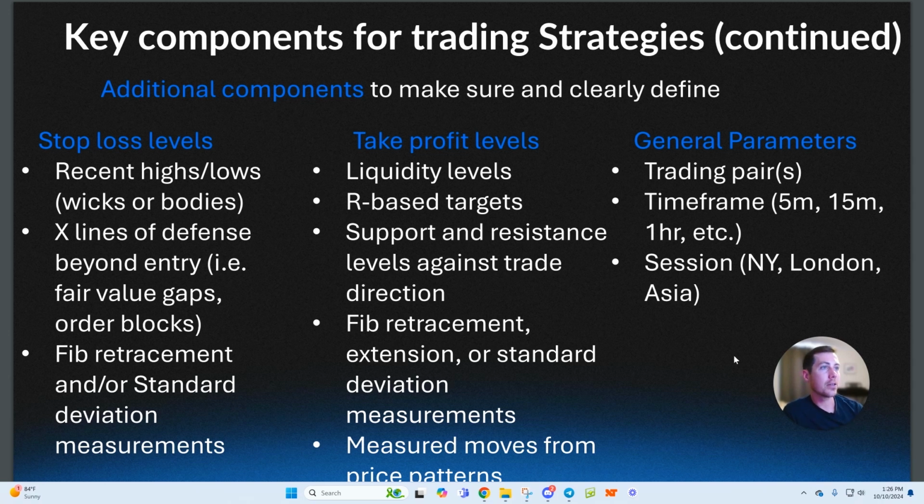And then in general, there are basic parameters you need for any strategy. Obviously, which pairs are you going to be trading, and which time frames, whether it's 1 minute, 5 minute, 15 minute, etc. Are you using multiple time frames for confluence? And what sessions are you trading? New York, London, and Asia.